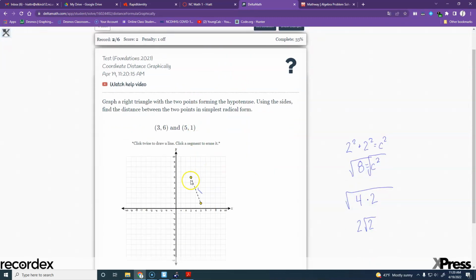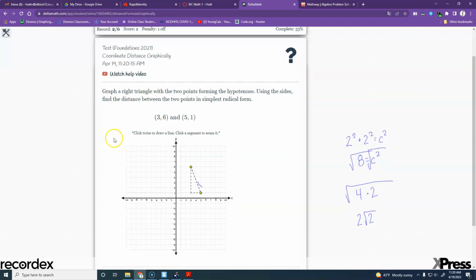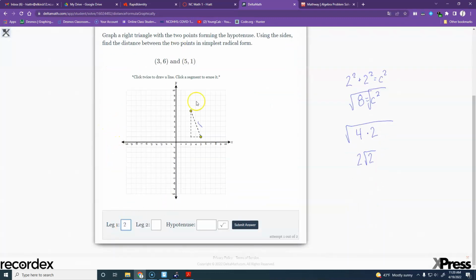So like if I do this next one real quick, I've got one of these sides is 2, the other one is 1, 2, 3, 4, 5. I already did that earlier. So 2 squared plus 5 squared equals c squared. That's going to be 29. So square root of 29 is my answer.